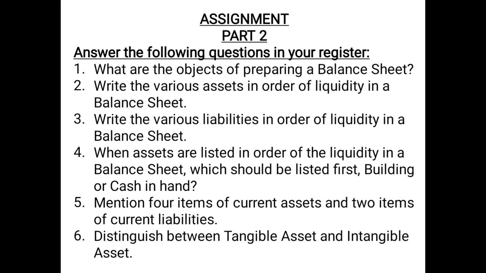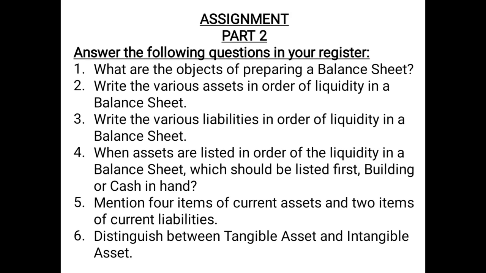Obviously cash in hand, because cash in hand is a liquid asset as compared to the building. Then question number 5, mention 4 items of current assets and 2 items of current liabilities. So 4 items of current assets can be cash in hand, cash at bank, bills receivable, short term investment. Also you can write prepaid expenses, outstanding income, closing stock. You can choose any 4.